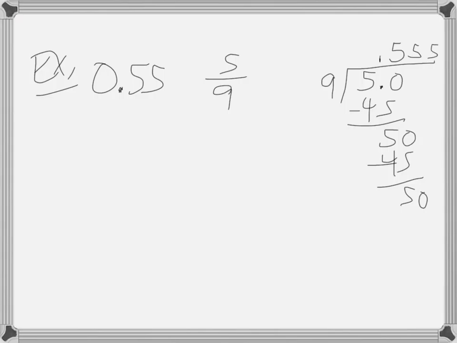If I go one more digit, I know those 5s go forever. I'm comparing basically 0.550 to 0.555. So 0.55 is less than 5/9.